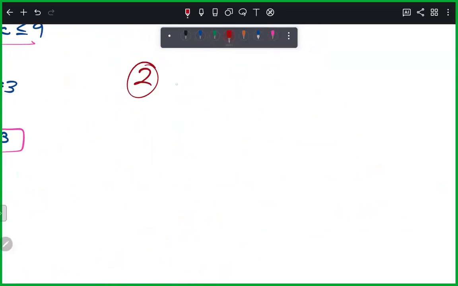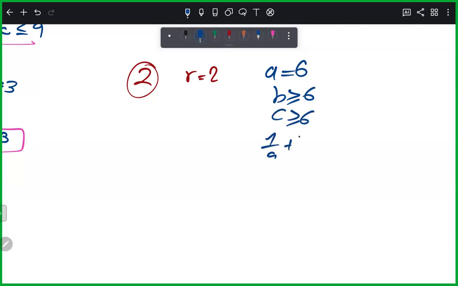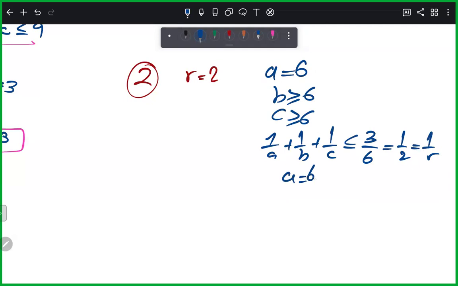So r equals 2, and in this case, in the second case, a equals 6. And then we know that b is at least 6 and c is at least 6. And since 1 over a plus 1 over b plus 1 over c, in this case, is less than or equal to 3 over 6, this is 1 over 2. But in this case, this equals 1 over r. Hence, inequalities are indeed equalities. Hence, a equals 6, b equals 6, c equals 6 is the second solution.